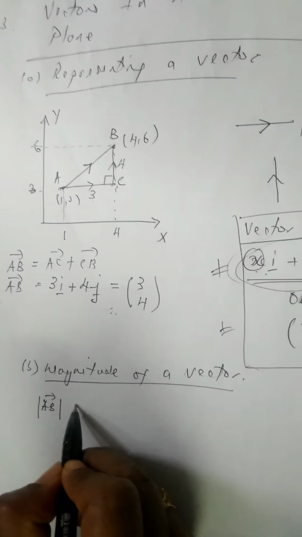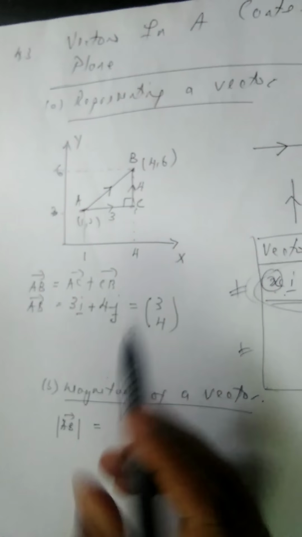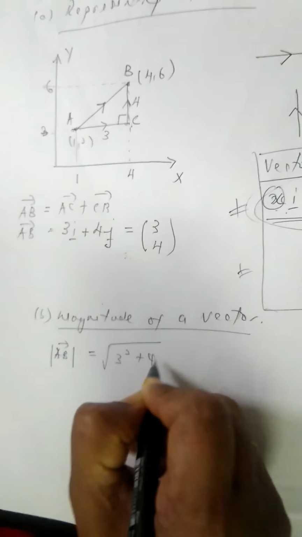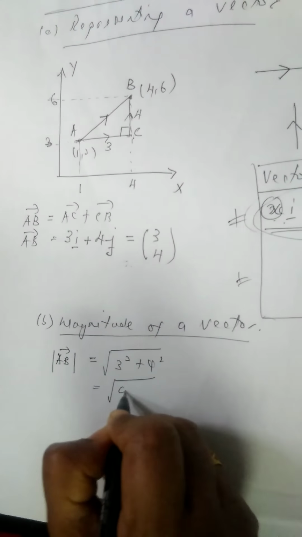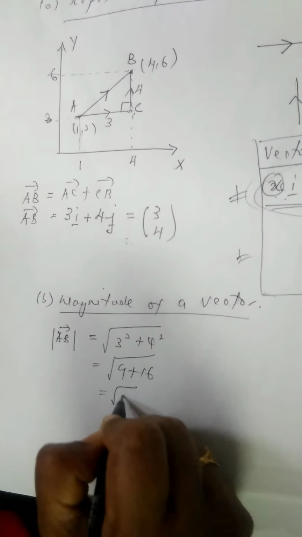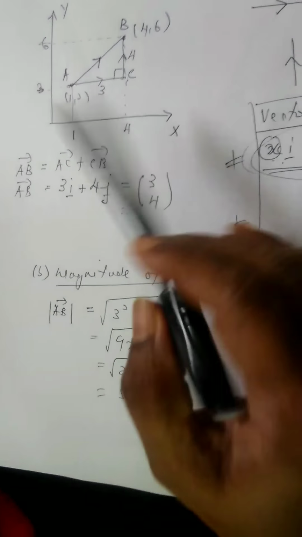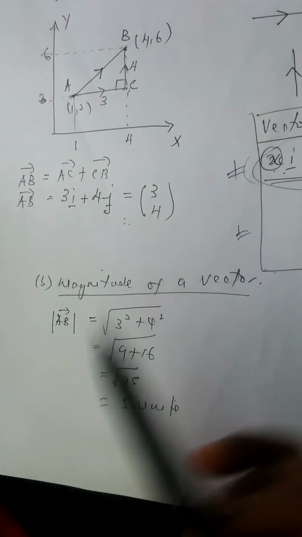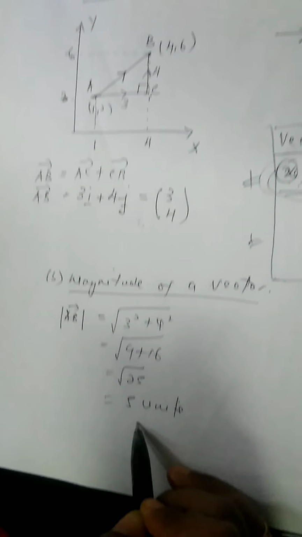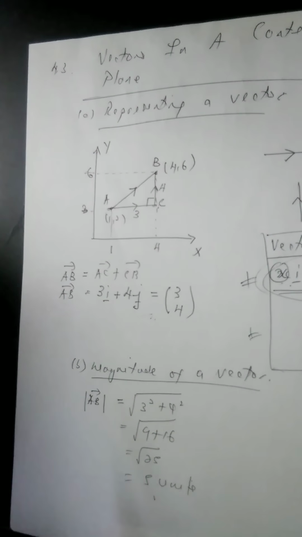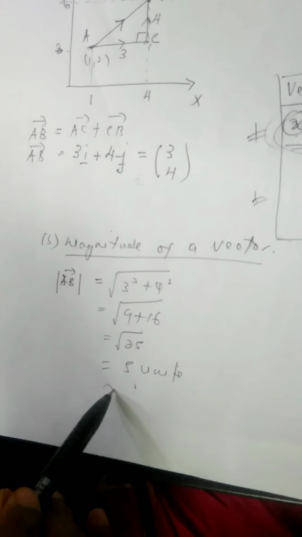If you use Pythagoras, it's just 3 squared plus 4 squared. So it's going to be the square root of 3 squared plus 4 squared. This is 9 and 16, 25. So we get 5 units. The length of this vector, the magnitude of it, is 5 units. So there are two things here. Number one, we need to know how to represent a vector in a Cartesian plane. Number two, how to find the magnitude.